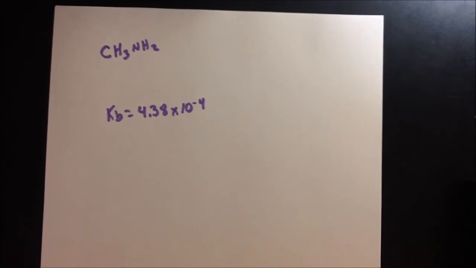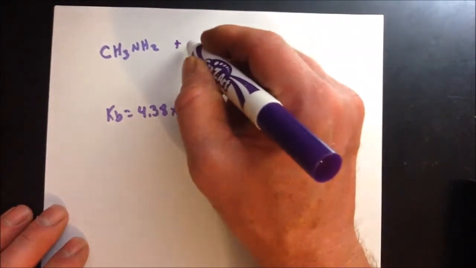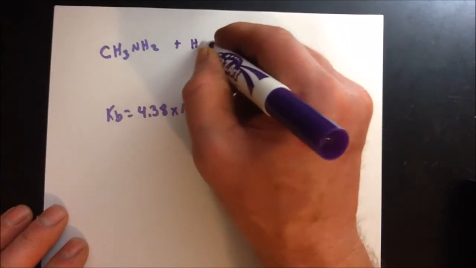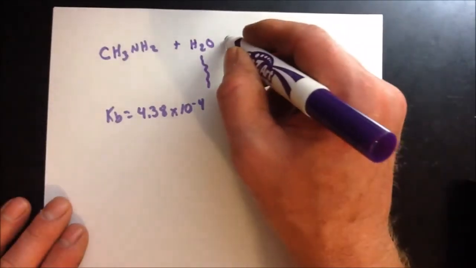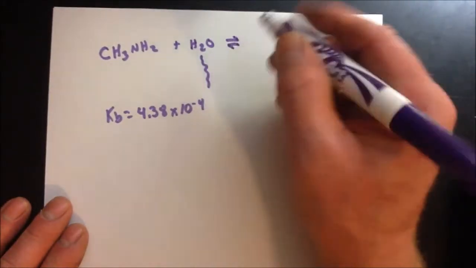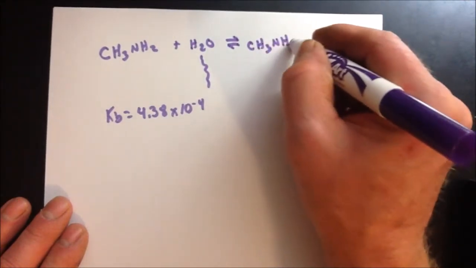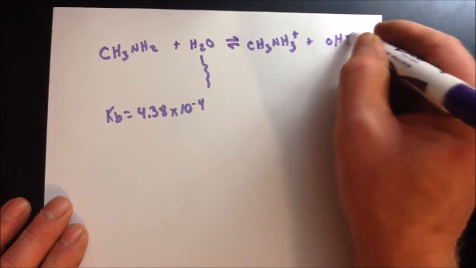Alright, the next I'm going to work with here, this is a base, CH3NH2. We have a Kb of 4.38 times 10 to the negative 4. Because it's a base, in order to show production of hydroxide ion, we're going to put plus H2O. Again, a liquid. Still got to write it in order to get our products, where we get CH3NH3 ion and OH minus.